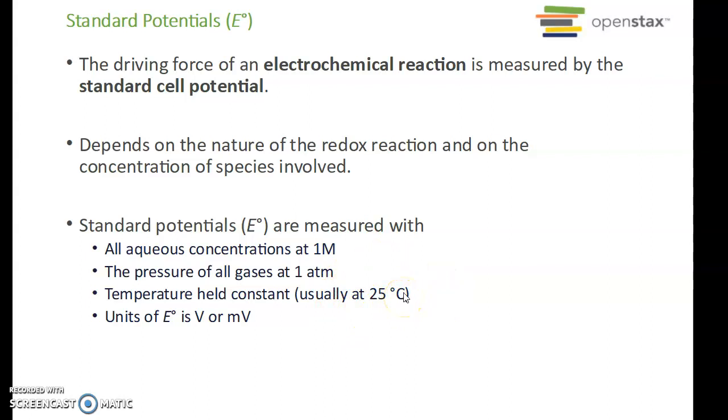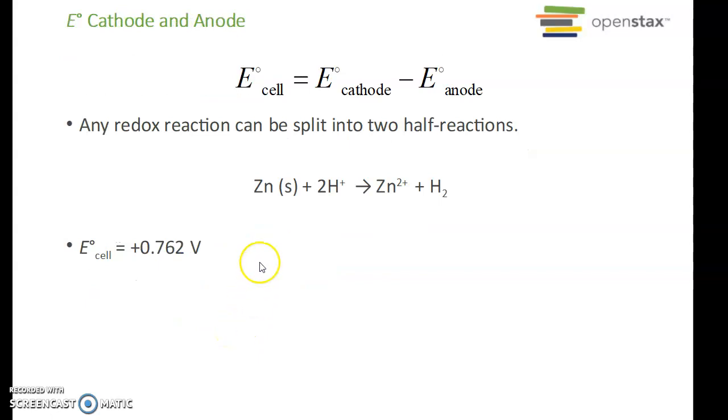The temperature is held constant, usually at 25 degrees centigrade. Okay, when we are doing these, this right here is going to have to be measured in degrees Kelvin, and this would of course be 298 degrees Kelvin. And the units on this are volts or millivolts. Okay, so the overall electric potential energy for a cell is the electric energy for the half reaction that occurs at the cathode minus the half reaction that occurs at the anode. So you're always splitting redox reactions into 2 half reactions.